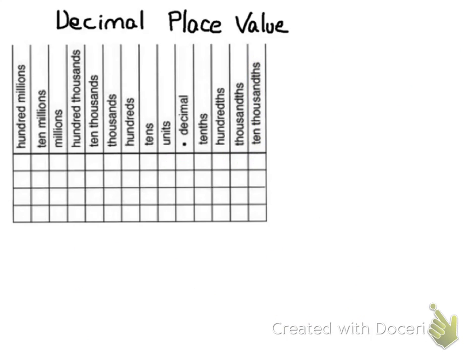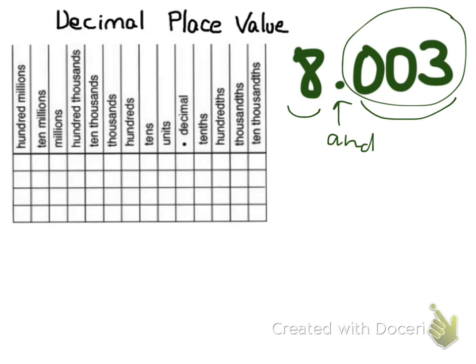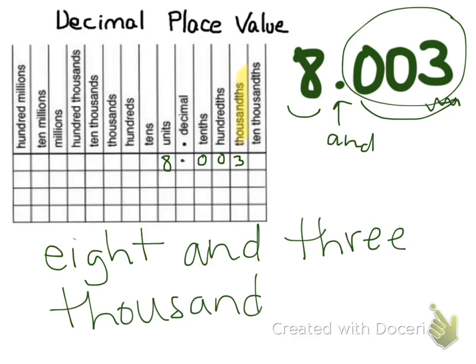Let's do one more. Try this one. To say this, 8, remember the decimal, we say the word and, and then the only number over here is 3. 3 what? What place value is this? So 8 and 3 thousandths. So to write this, please write it down. 8 and 3 thousandths. Again, check that spelling that you have the THS.